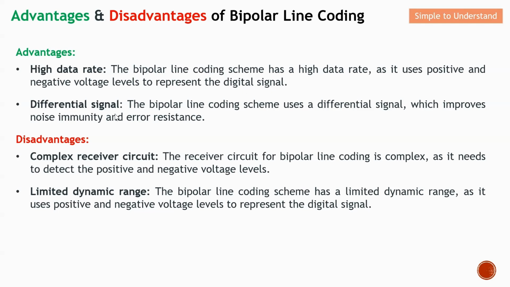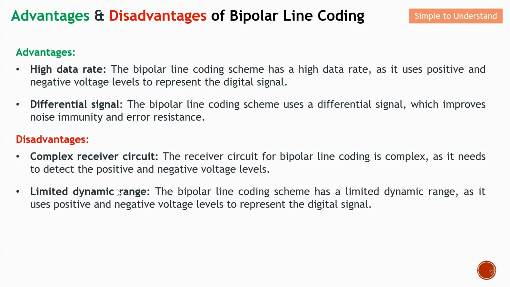The differential signal. The bipolar line coding scheme uses a differential signal, which improves noise immunity and also error resistance. Coming to the disadvantage, again, we are going to have a complex receiver circuit. The receiver circuit for bipolar coding is complex because, besides the positive and negative, it also needs to detect the zero voltage level. Hence, it is more challenging to design the receiver circuit for bipolar line coding.